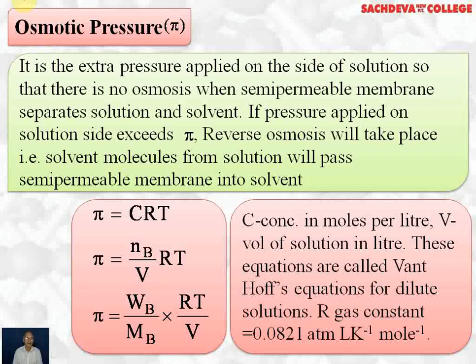Now value of R, we take it as 0.0821 atmosphere liter per Kelvin per mole if osmotic pressure is to be calculated in atmosphere. If it is to be calculated in bar, then the value will be 0.083. And if we want osmotic pressure in pascals, R will be 8.314.